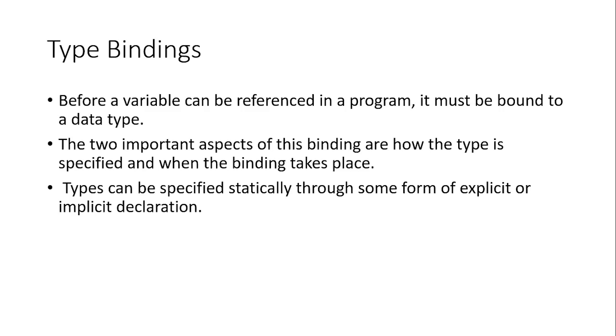Types can be specified statically through some form of explicit or implicit declaration. Explicitly we can declare them, for example, int a = 5. Or, in some programming languages that allow implicit declaration, depending on the type of the value that is assigned to a particular variable, that variable will get that particular type. For example, if you simply write a = 5, that gets type int.